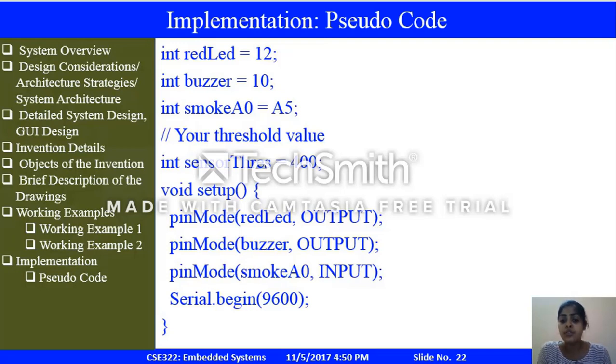We have set the threshold value to 400. It can be adjusted depending on the required need of the user. There are two functions that are required: void setup and void loop. In the first, setup, we will use a function called pinMode. The red LED is set up as the output, the buzzer is set up as the output, and the smoke A0 is set up as the input.